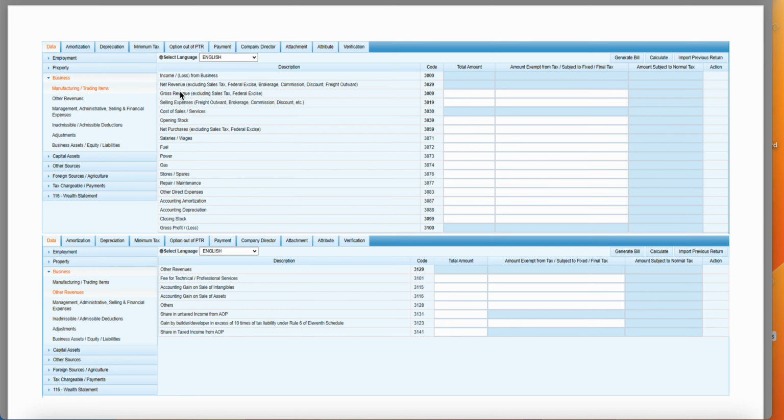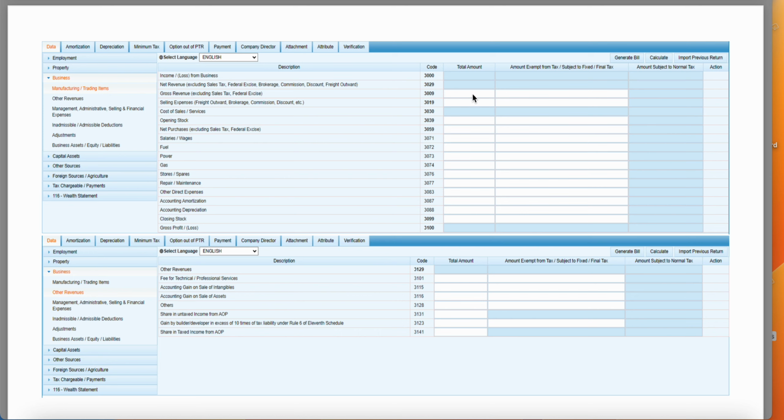So you have to be aware that the gross revenue shown here has to match what you have declared on a monthly basis and then on an annual basis in your sales tax return. This is your income tax return.